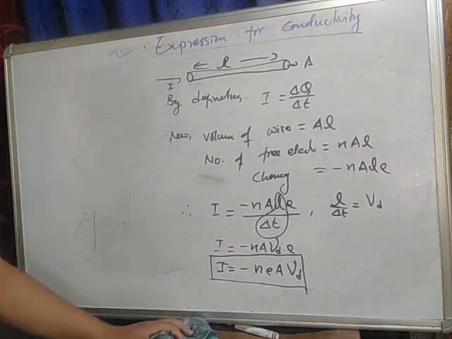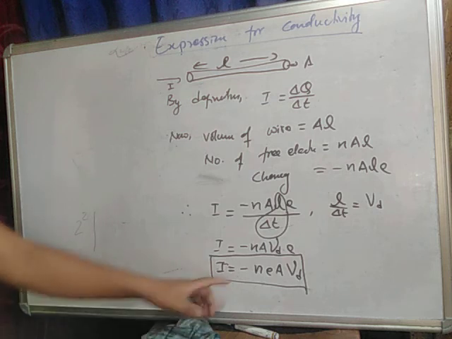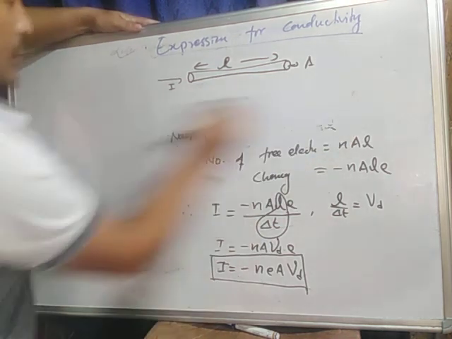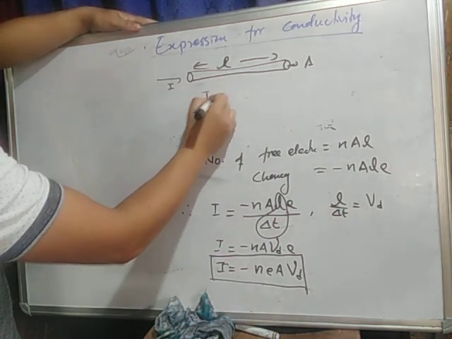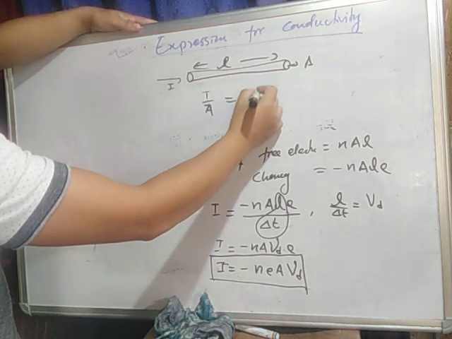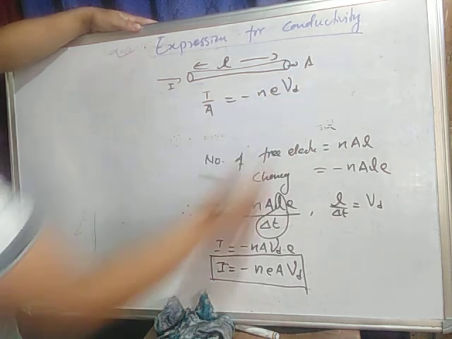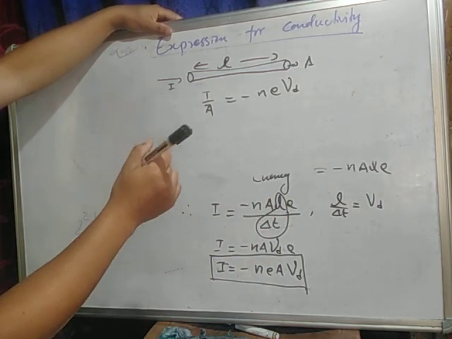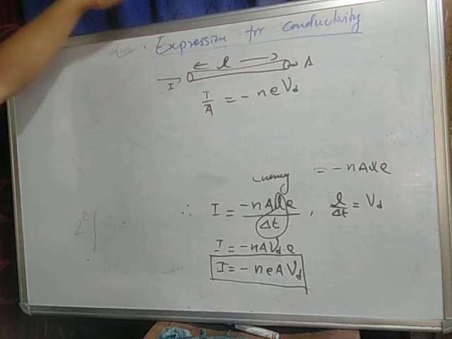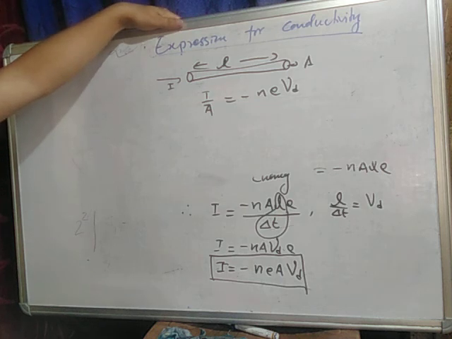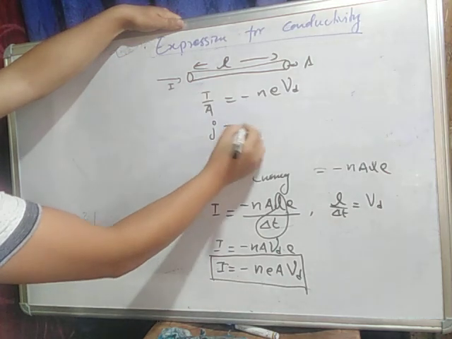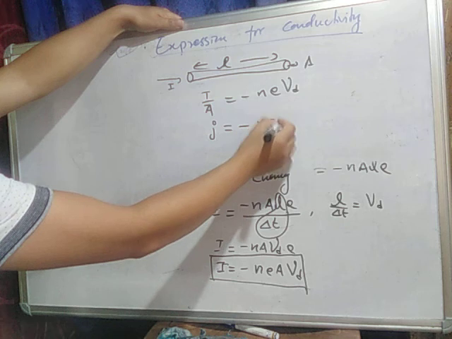So now if I take A over here, what I'll get? See, change the side of A, so I by A equals to minus n e v_d. So I by A is what? Current density, right? Yes or no? Right. I by A how much? Current density equals to minus n e v_d.